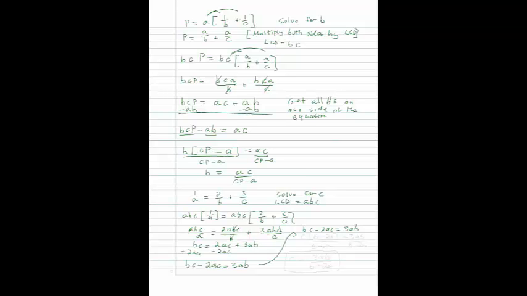And we want to solve for c, so the next move is to factor the c. If I factor c, I am left with b minus 2a equals 3ab. Then we're going to divide both sides by b minus 2a. To conclude that c equals 3ab over b minus 2a. And let me finish with the last example that is in the student supplement.